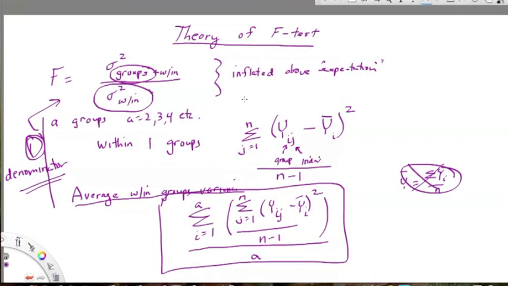Okay, so we're going to get the variance among means. All right, so let's erase this here. So we're going to get our numerator. Oops, our numerator. And we're going to construct a variance among means.